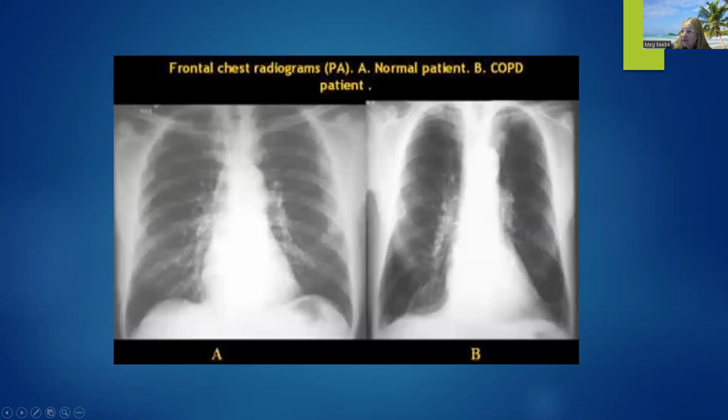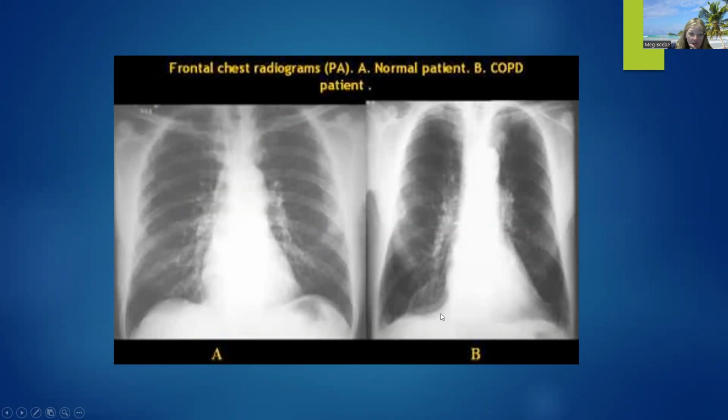Okay, so these are two separate chest x-rays. And the patient here under A, above A, this is what a normal patient's lung should look like with a chest x-ray. You'll notice that we've kind of got these sharp edges to the side at the bottom of the lungs. So this means we're getting pretty good expansion there. There should not be any blunting.